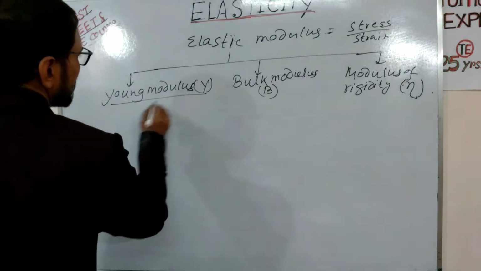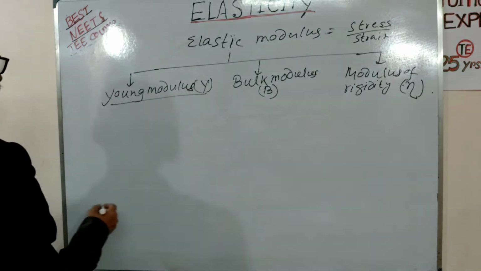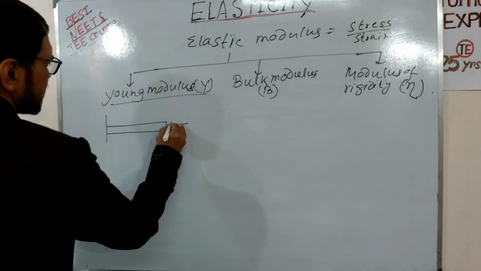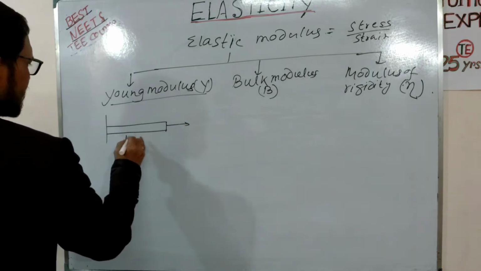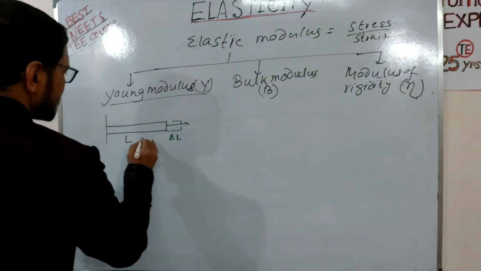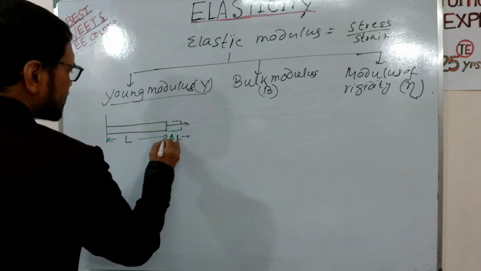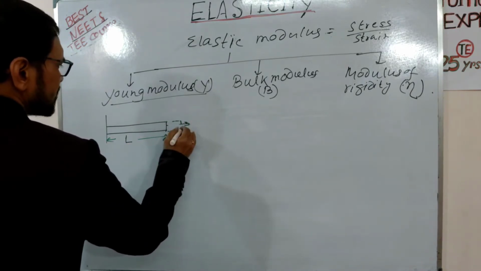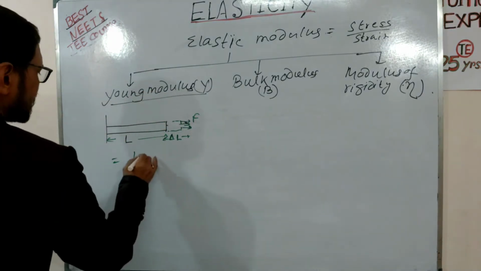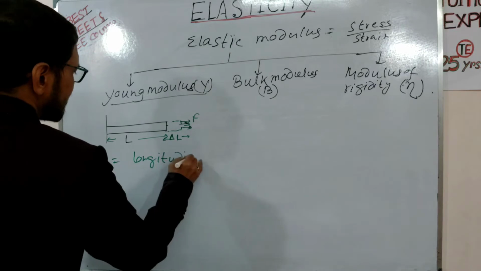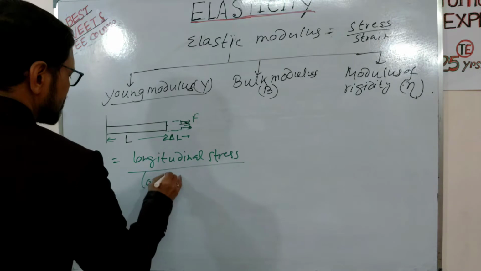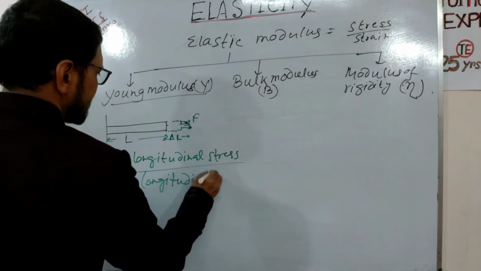Now for Young modulus we use longitudinal stress by longitudinal strain. Suppose this is a bar, a force F is applied here, length is L, and the increase of length is del L. This is the original length, del L is the increase of length. Now what is Young modulus? Young modulus equals longitudinal stress by longitudinal strain.